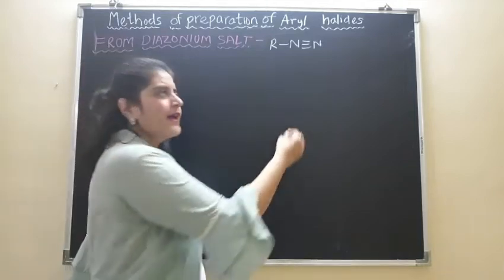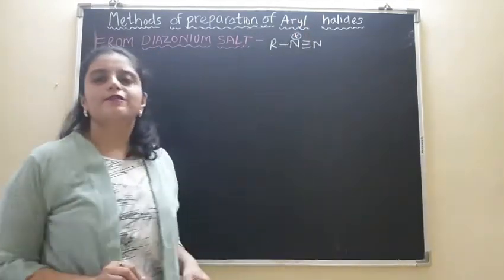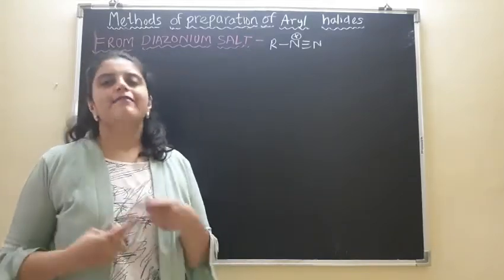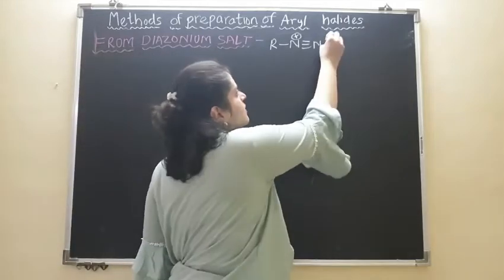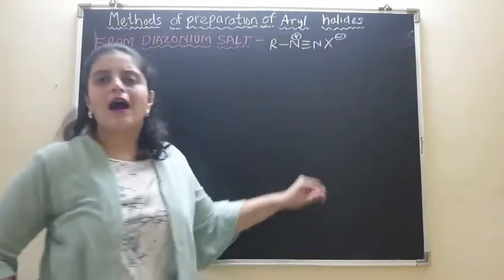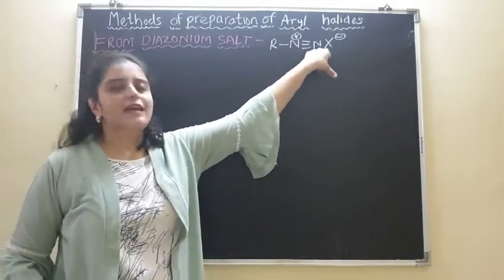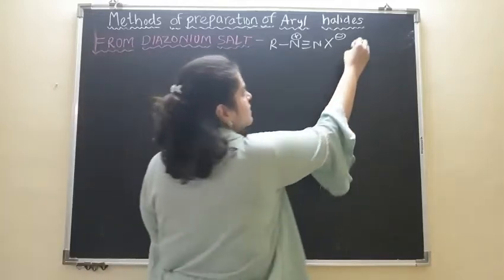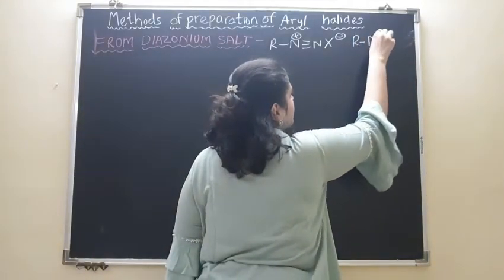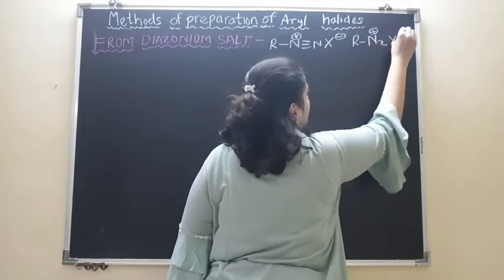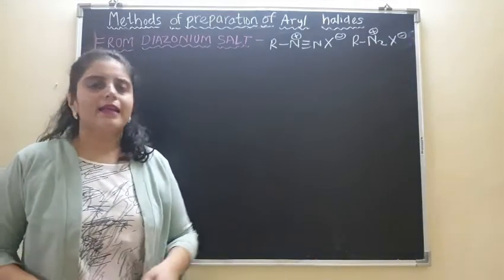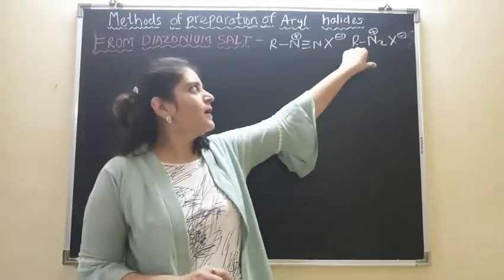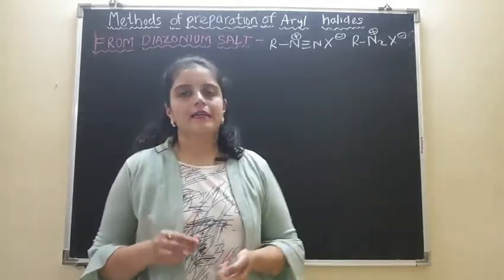This diazonium salt is a compound with functional group R, N triple bond N, with positive charge, and to balance the positive charge we have one more halide, and we represent halogens by letter X. So R, N triple bond N with positive charge and one halide with negative charge. You can also represent this as N2 plus X minus. Instead of writing N triple bond N, we will simply write N2 plus. So it becomes RN2 plus along with X minus.